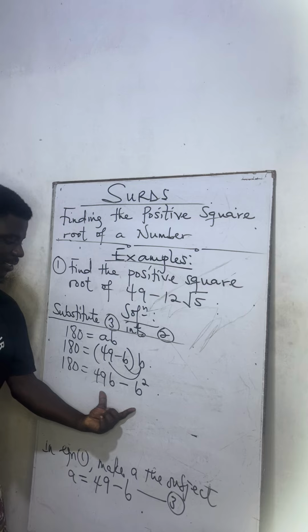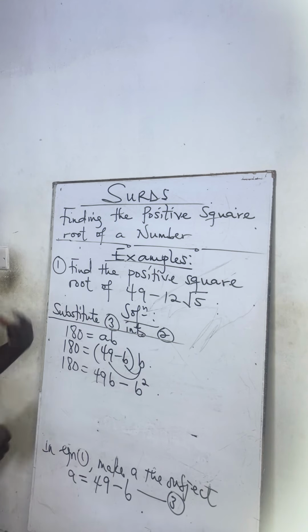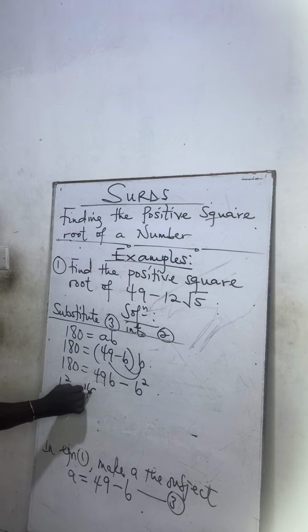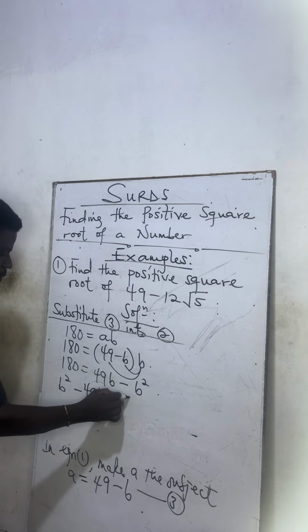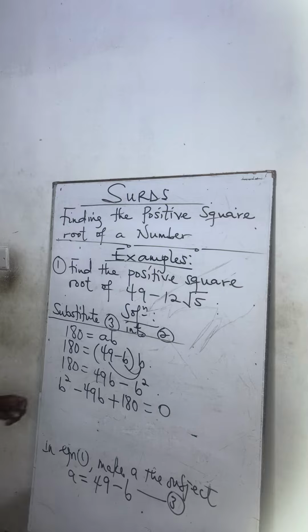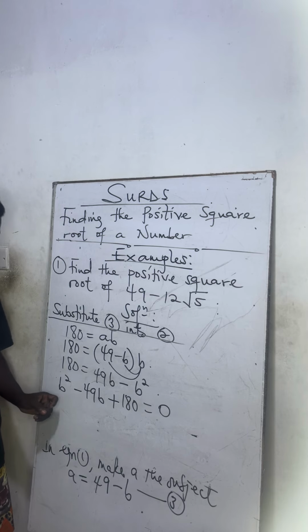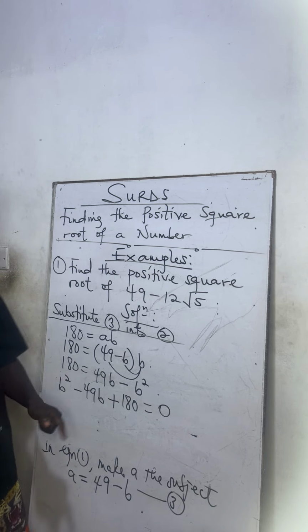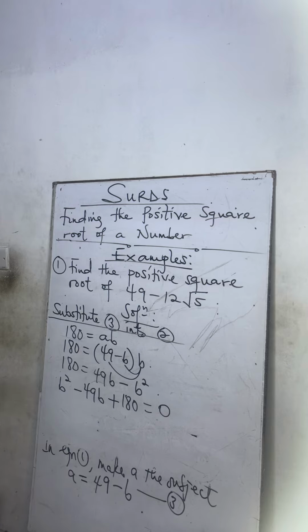Alright, now we can send these two terms to the left hand side so that we obtain positive b squared minus 49b plus 180, and this is equal to 0. The highest power of the variable is b, and the highest power of that is 2, which means we are in the realm of quadratics. So we solve it quadratically.